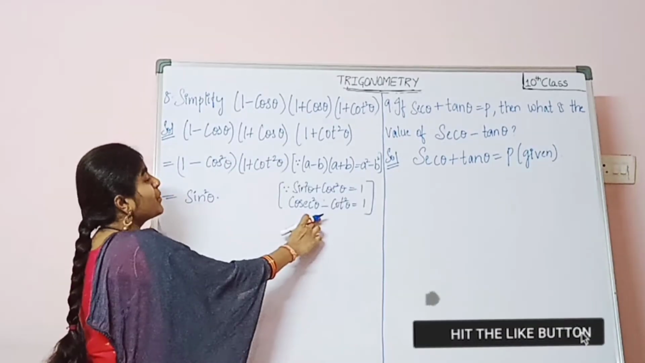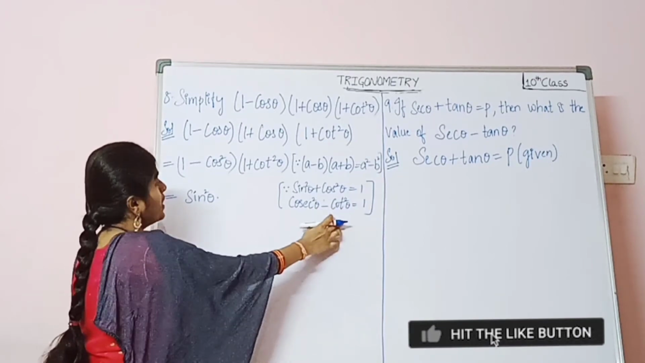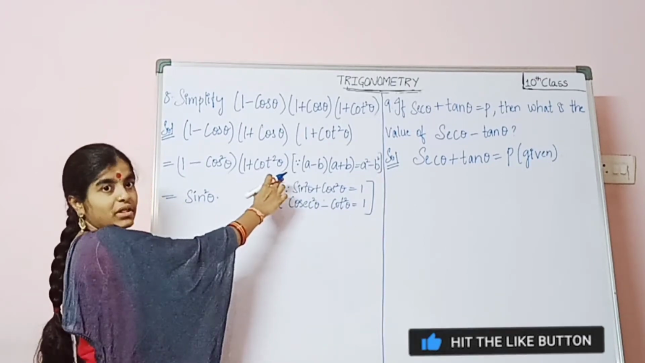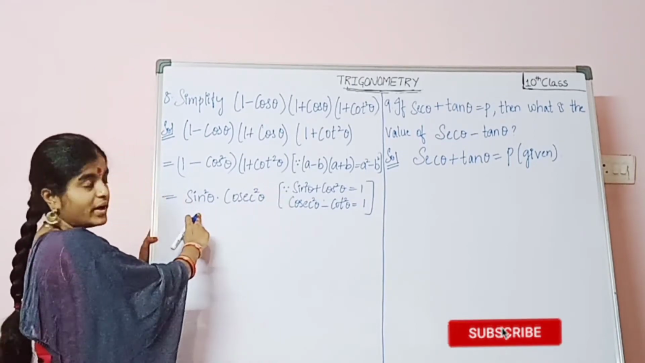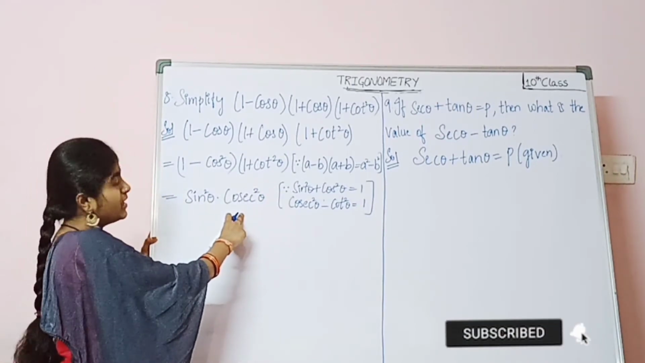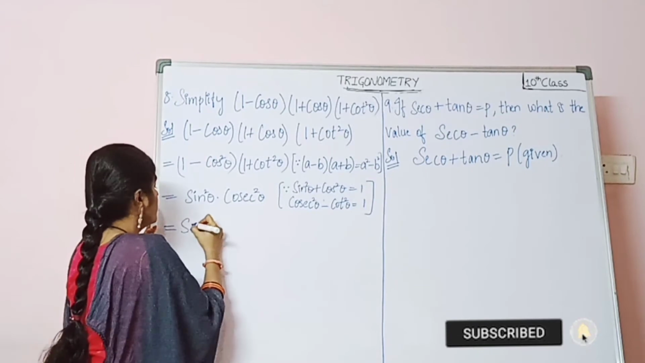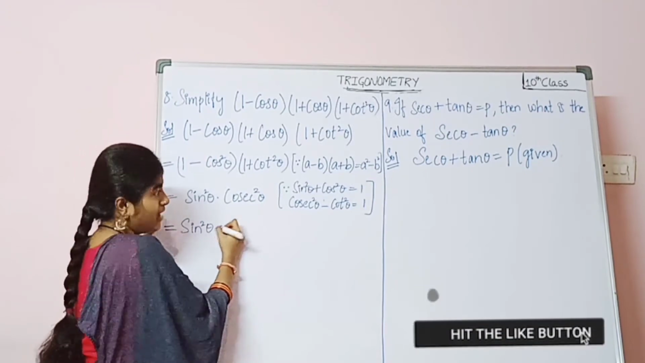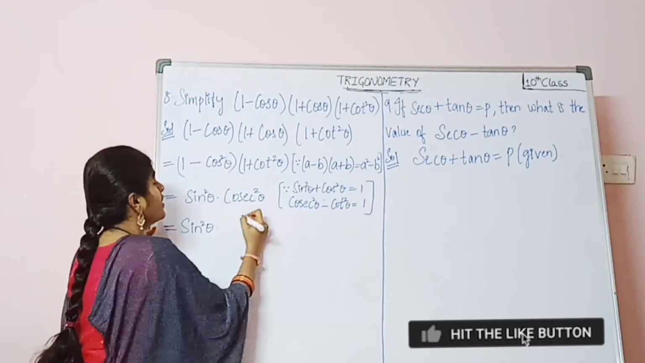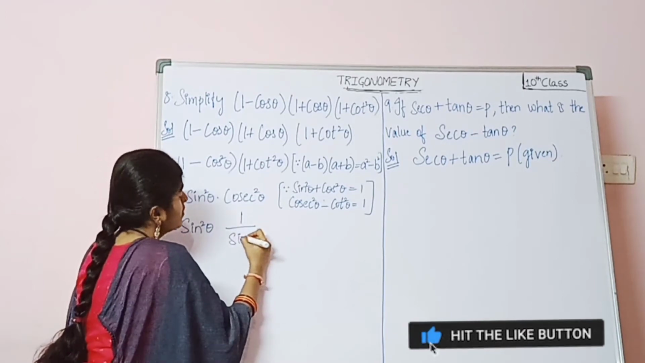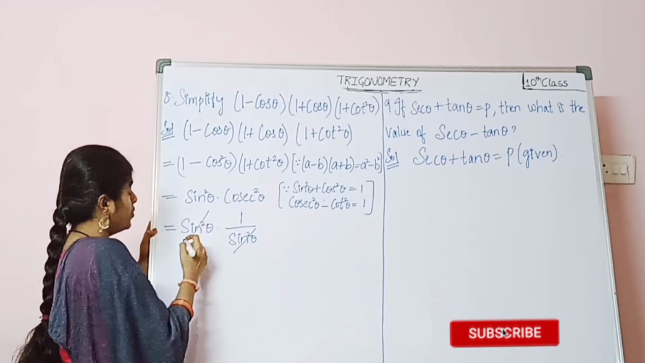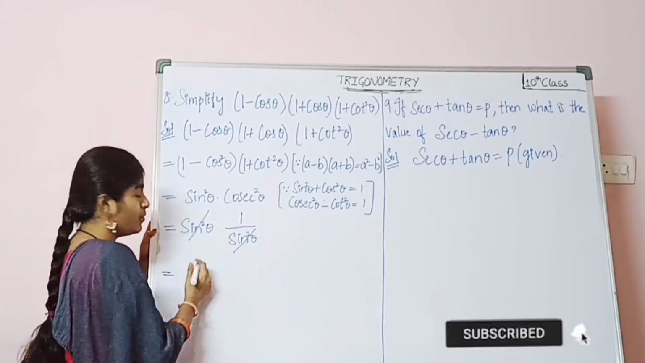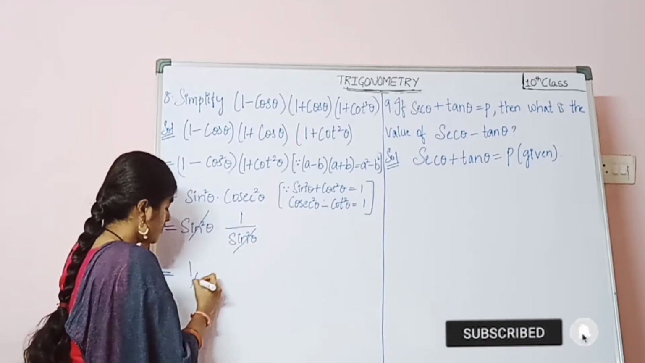Now from cosecant square theta minus cot square theta equals 1, what can we write in the place of 1 plus cot square theta? Cosecant square theta. So sin square theta into cosecant square theta equals sin square theta as it is. Now cosecant square theta can be written as 1 by sin square theta. Now both sin square theta are cancelled. What is remaining here? 1. This is the solution.